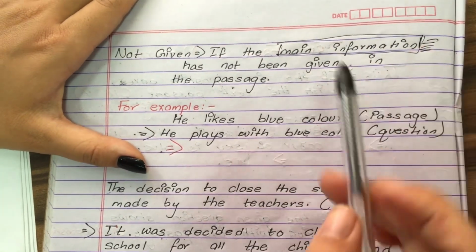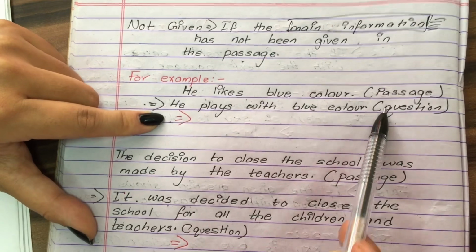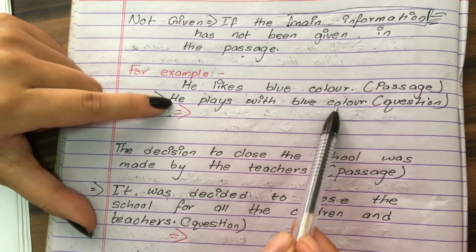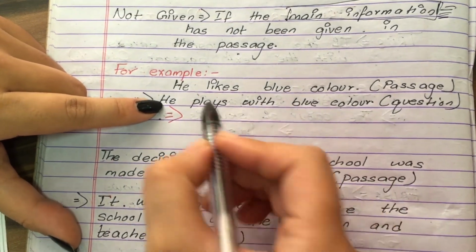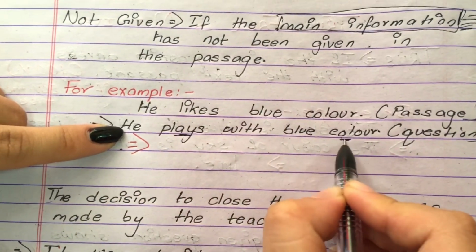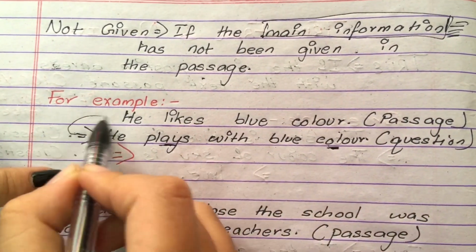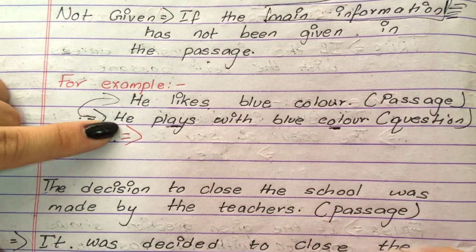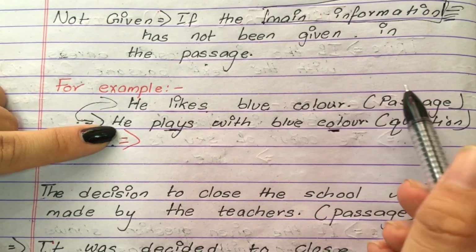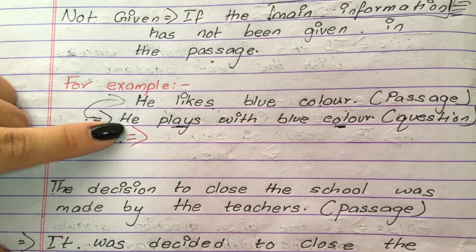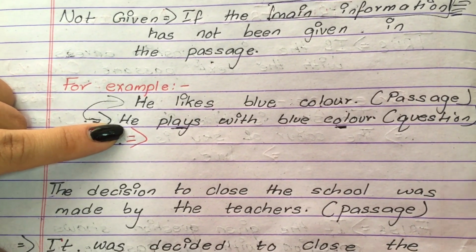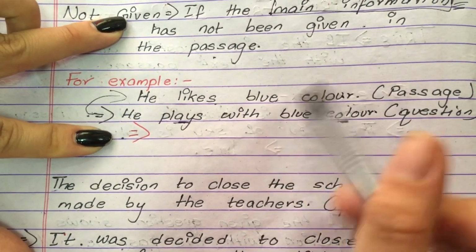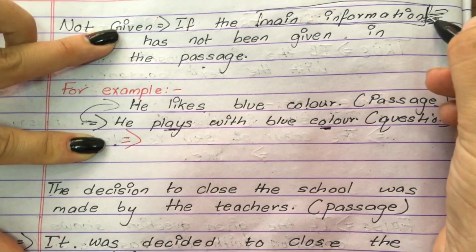So when you are doing True, False, Not Given questions, you will also have to understand the main information of a question. For example, here in our question we have "he plays with blue color." First of all, understand the question. In our passage we could see "he likes blue color." Now students say it's False because they have talked about color. Yes, it can be Not Given. The students think in that way, but the main thing is, in Not Given everything will be given except the main information or the main idea.